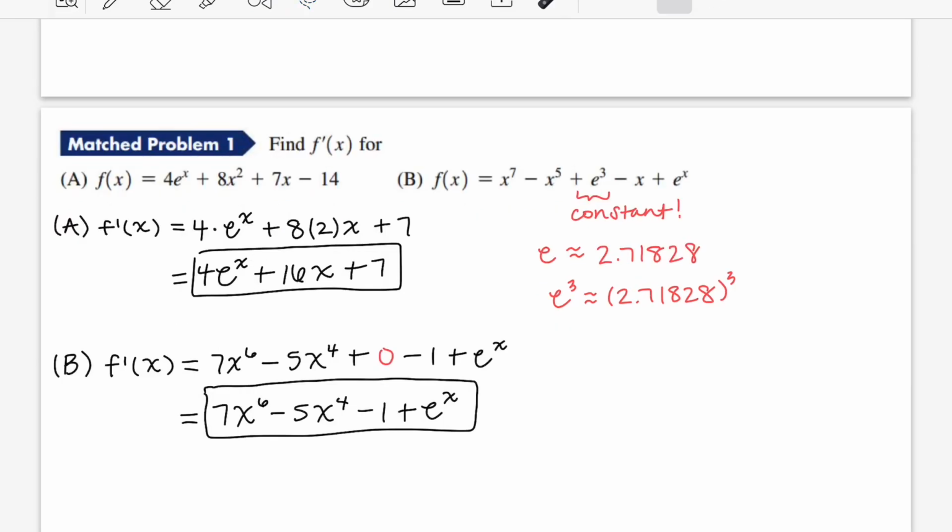Something to note here is that when we're dealing with e to the x, we're not going to be using our power rule to differentiate it. We already saw above that the derivative of e to the x is just e to the x, but I just want to reiterate that we're not bringing x down in front and then taking e to the power x minus 1.